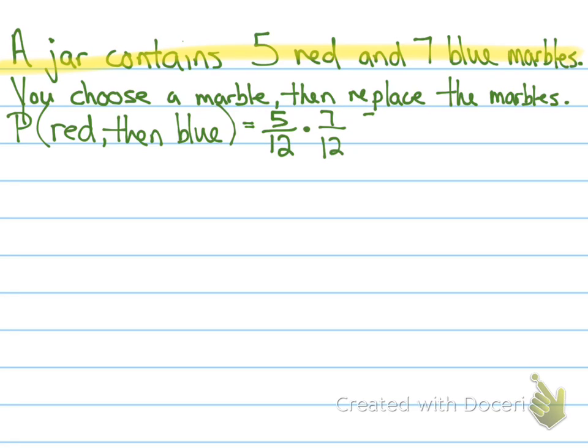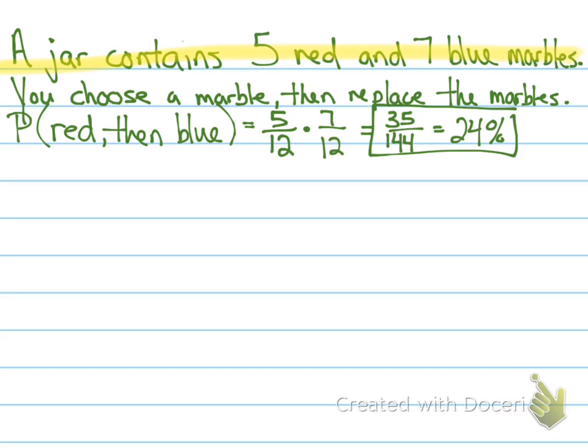You multiply it, and you can either do a percentage or a fraction. If it's a fraction, it's going to be 35 over 144. And if it's a percentage, it's going to be 24%. Did y'all get that? Okay. And either answer is acceptable.